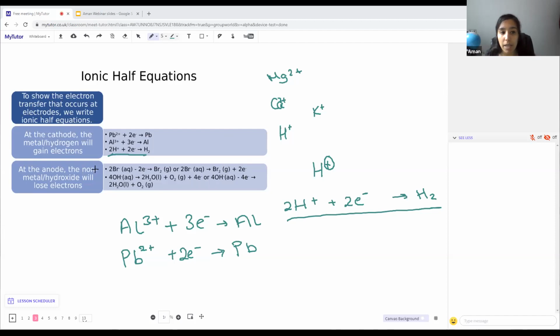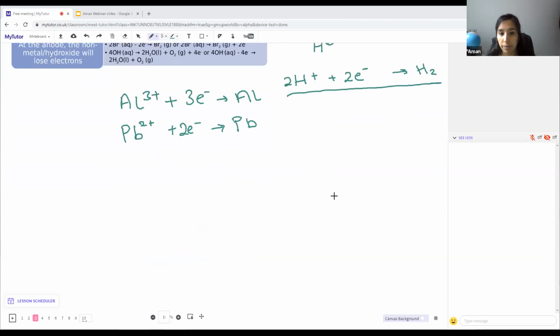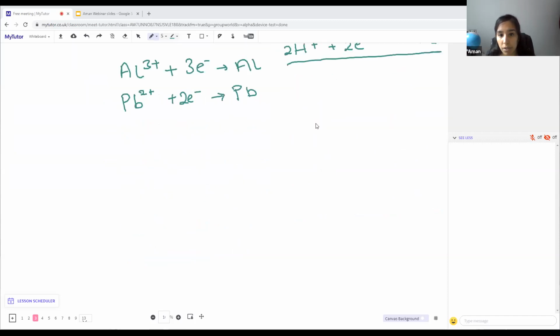So now let's think about the anode. So at the anode, if we take bromine, for example, we know bromide ions are Br-. And that means to become neutral, they actually need to lose an electron, because at the moment they've got 1 more electron than proton. That's why they're negatively charged. So to lose that electron, they go to the anode and essentially they lose it.